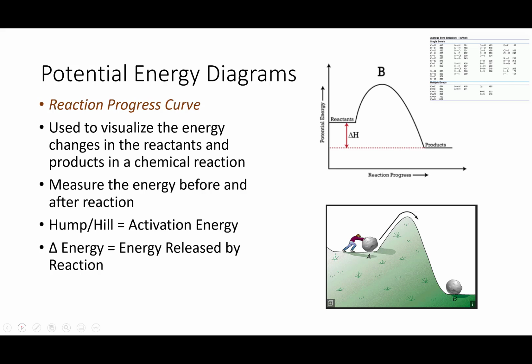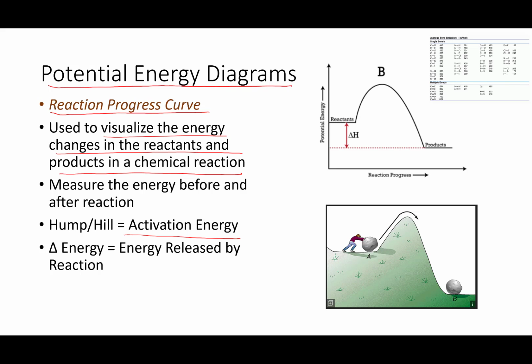Now, we picture this whole situation using what are called potential energy diagrams. Sometimes they are called reaction progress curves, and I've heard some people call them activation energy diagrams. So it depends. You will hear all three terms used, but we use them to visualize the energy changes in the reactants and the products in a chemical reaction.